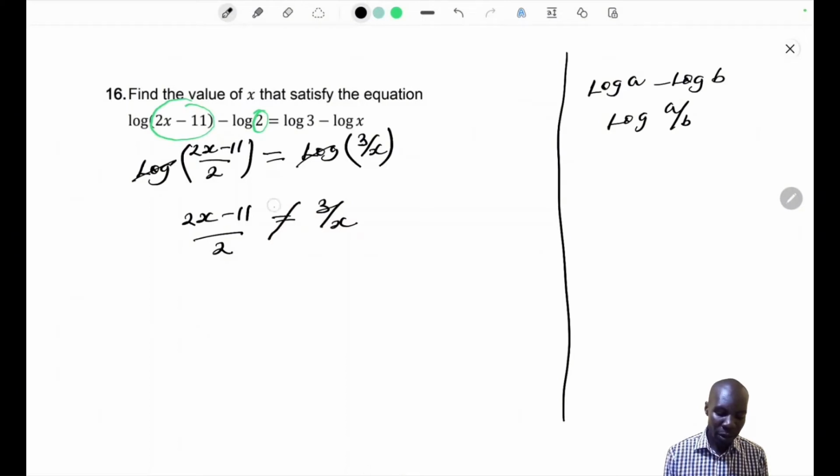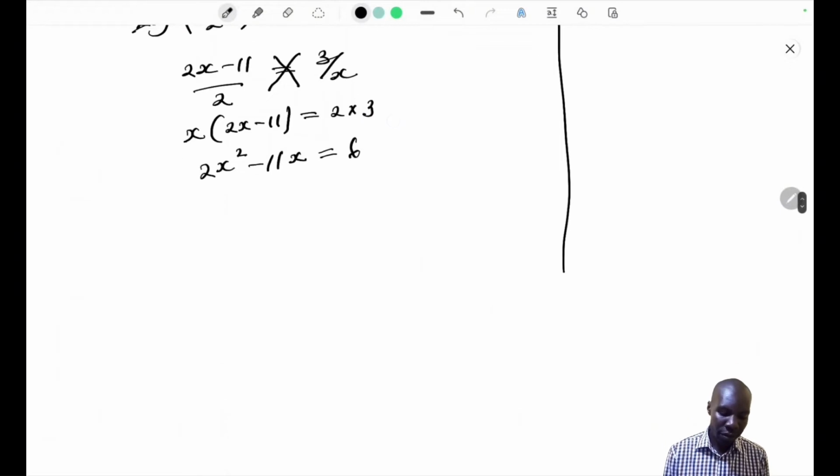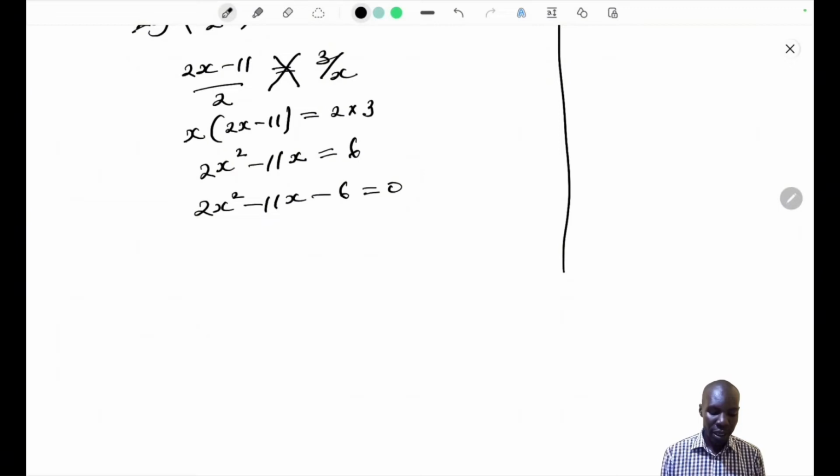Cross multiply. We'll have x in bracket 2x minus 11 equals 2 times 3. So 2x squared minus 11x equals 6. So we'll have 2x squared minus 11x minus 6 equals 0. So 2 times minus 6 is minus 12. We look for two numbers that if you multiply will give you minus 12, and if you add will give you minus 11. And that is minus 12 and 1.